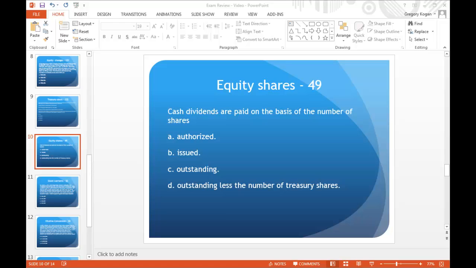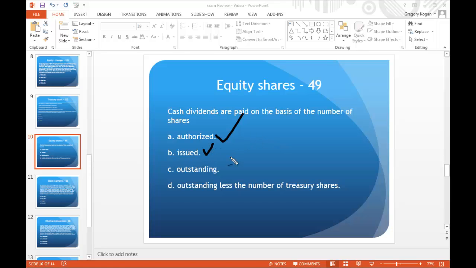Hi everybody, we're continuing with our exam review here. Just wanted to go over equity shares. So the idea with equity shares is how many are authorized. This basically tells us what is the maximum you could possibly have, how many shares you could have at the most. Like I authorized 10 million, that's as much as I can issue.